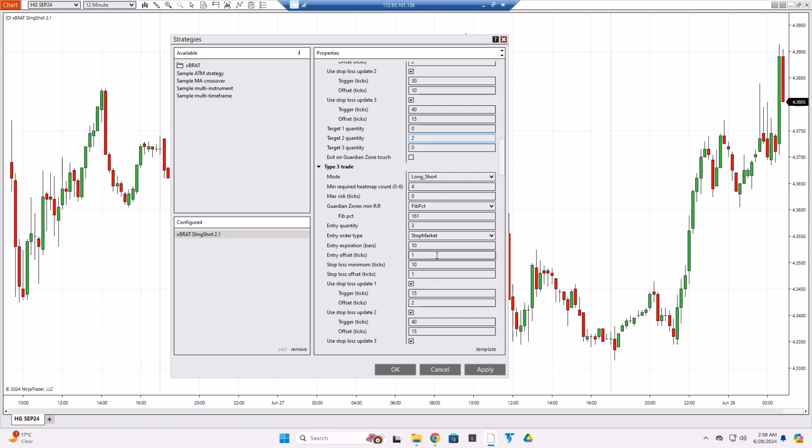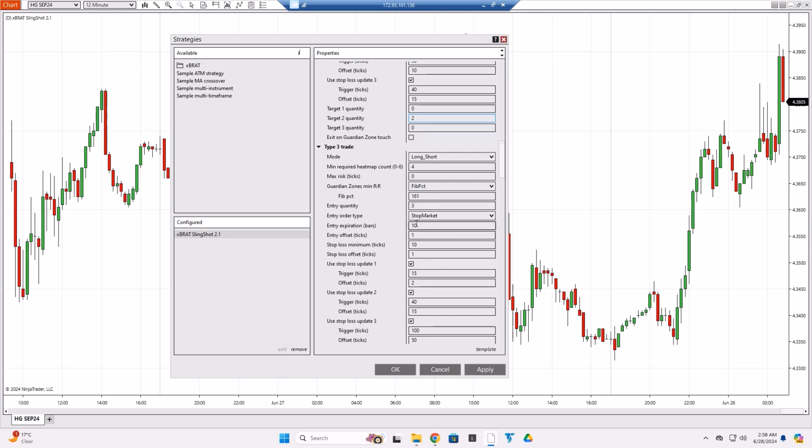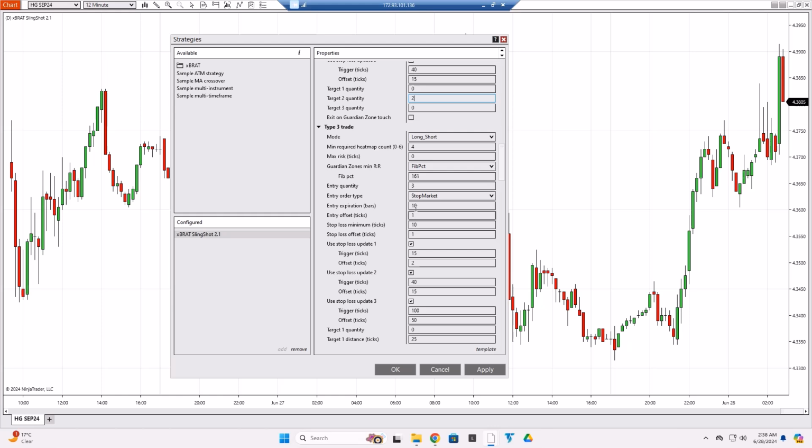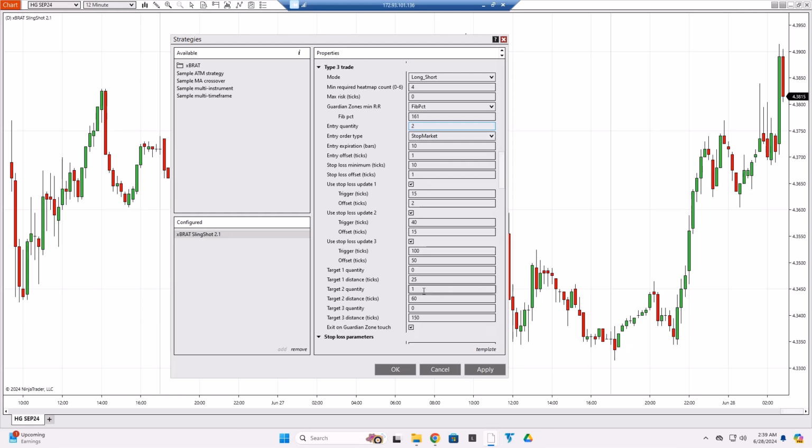Again, type 3. Entry quantity 2. And I'm going to look at target quantity 2 is at 60, and I am going to put target quantity 3 for one contract, so that's a total of 2 at 150, and I'm going to click apply.